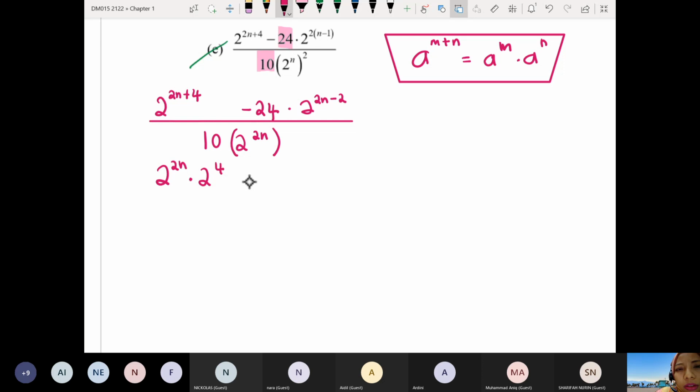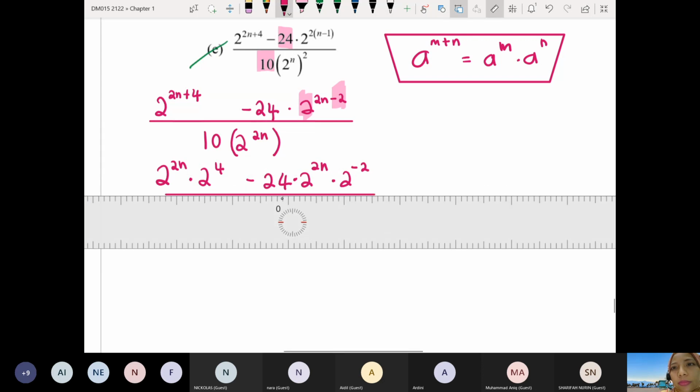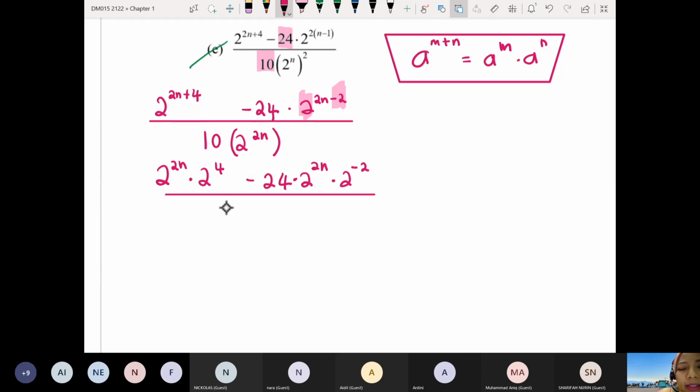Okay, minus dengan 24 ni tadi. And then I added 2n times, times apa? Times negative 2, 2 to the power of negative 2. Over with 10 to the power of, sorry, 2 to n.